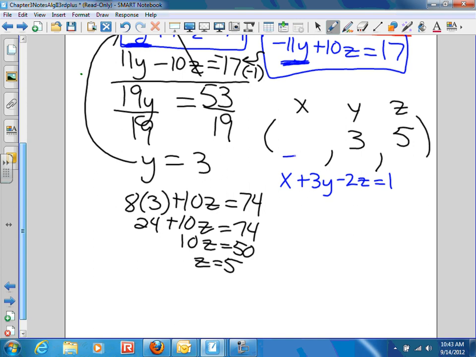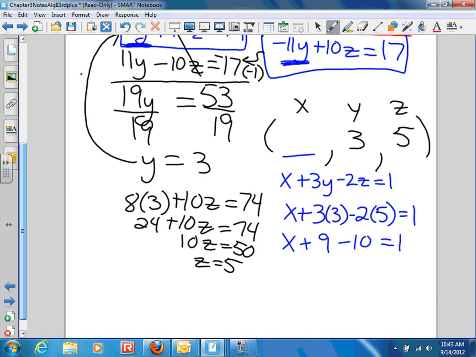So I don't know what x is yet, so I'm going to leave the x there. And then 3 times the y, which is 3, minus 2 times the z, which is 5, equals 1. So this ends up simplifying to 9 minus 10 equals 1 there. And so 9 minus 10, x minus 1 equals 1, x equals 2. Adding that there, and so the x value is 2, and then here is the solution.